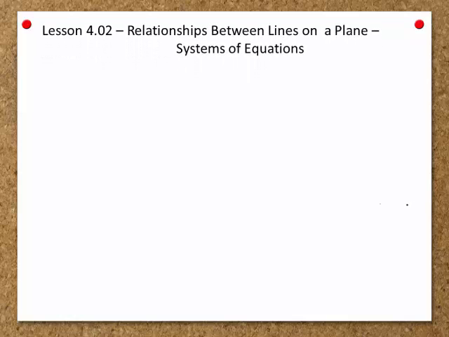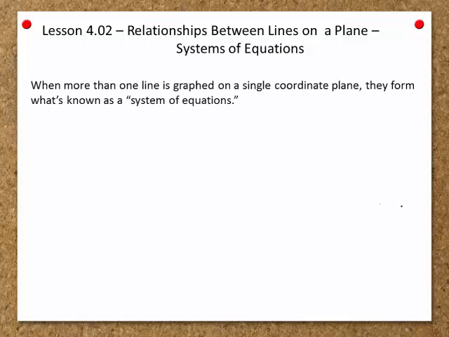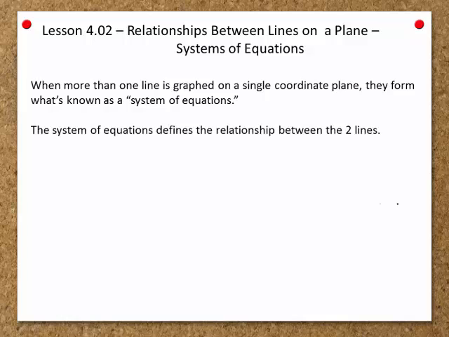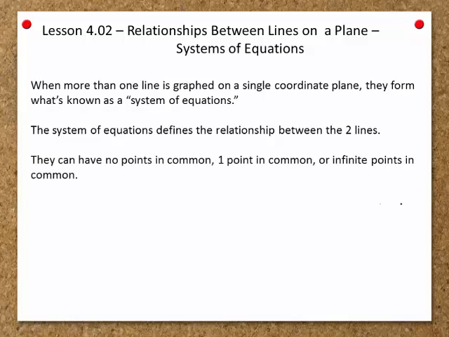Lesson 4.2, relationships between lines on the plane. This is also known as systems of equations. When more than one line is graphed on a single coordinate plane, they form what's known as a system of equations. The system of equations defines the relationship between the two lines. They can have no points in common, 1 point in common, or infinite points in common.